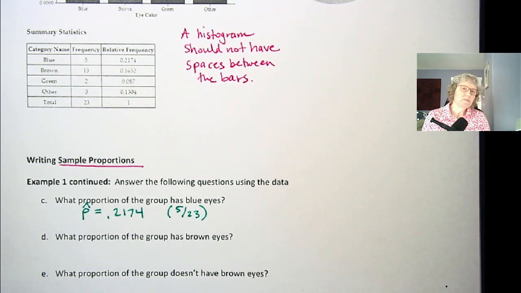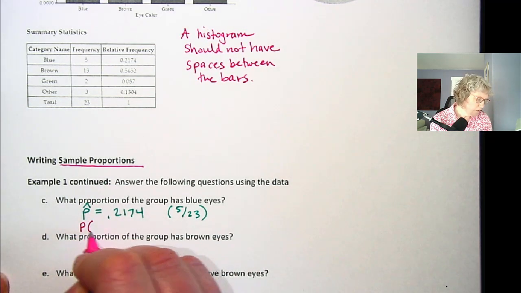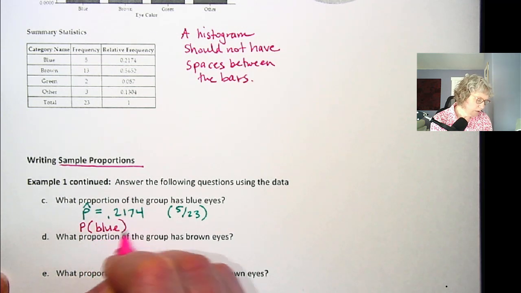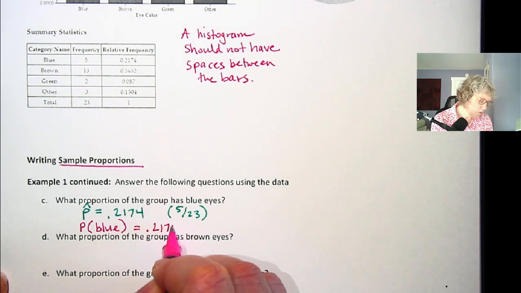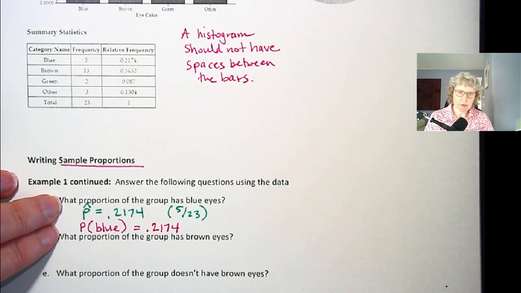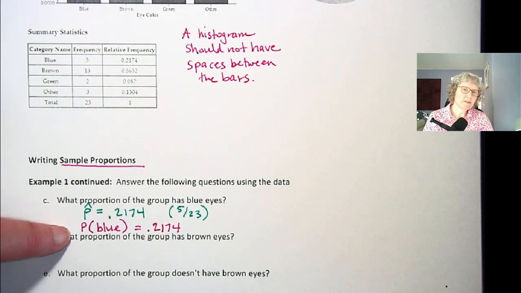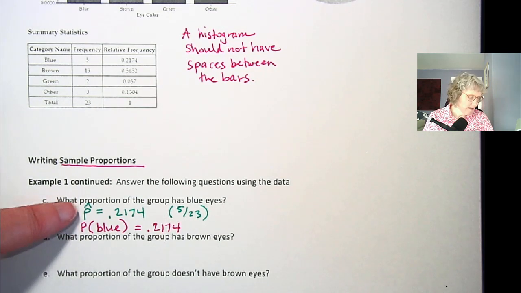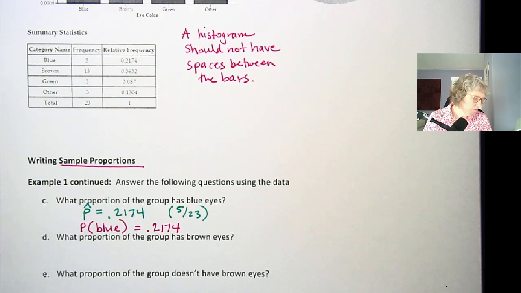We can also think of these as probabilities. If a student was chosen randomly from this group, what's the chance they had blue eyes? In that case, I might write it more like, what's the probability that someone had blue eyes? Probability of blue. Same thing, 0.2174. You might see either of these in textbooks and homework systems. I'm going to tend to use the second one because it just gives us more information. The p hat doesn't tell us what probability we're finding. So I'm going to switch to the second one.